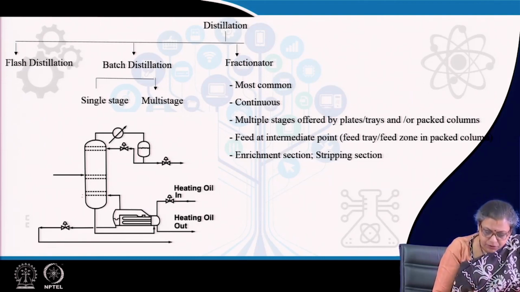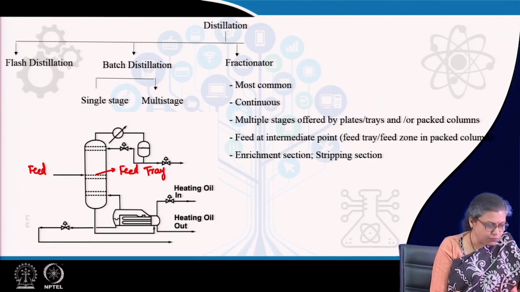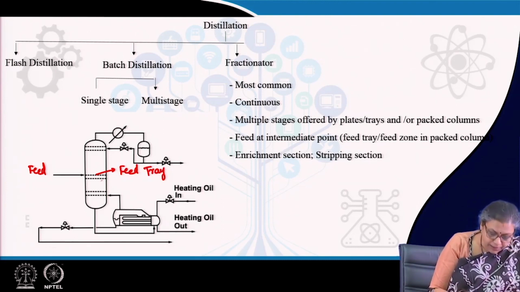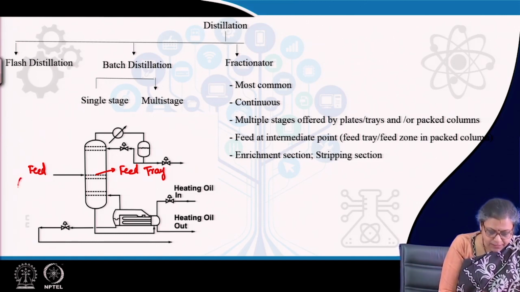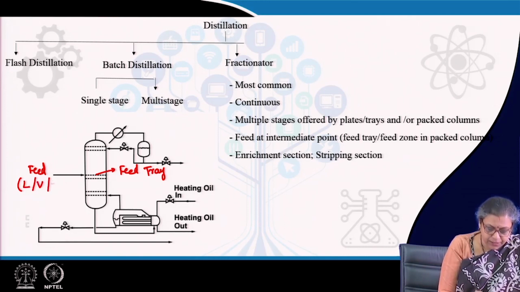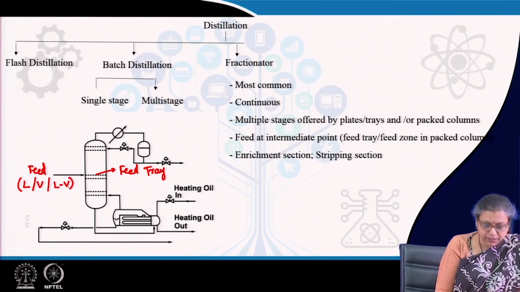Now, in this particular column, the feed is usually introduced in a central portion which is known as the feed tray. For a packed column, this is known as a feed zone. Once the feed is introduced, we can have a liquid feed, a vapor feed, or a vapor-liquid mixture feed. Now, once it is introduced, what happens? The vapor part rises up.